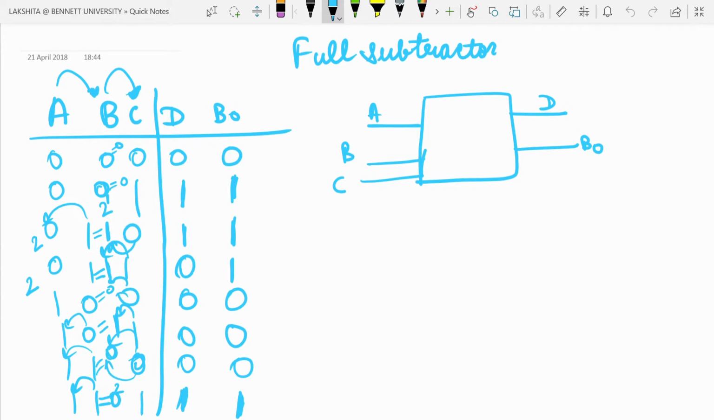So the value of D is 0 1 1 0 0 0 0 1 and the value of B output is 0 1 1 1 0 0 0 1. We need to minimize D and B output. Now we can minimize D and B output by using K-map, that you can do yourself.